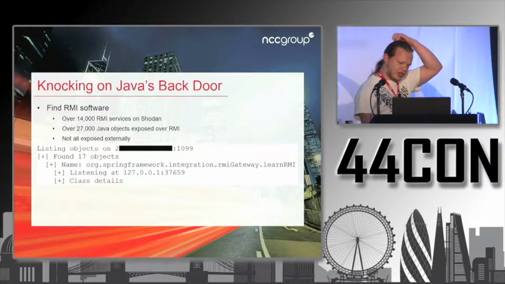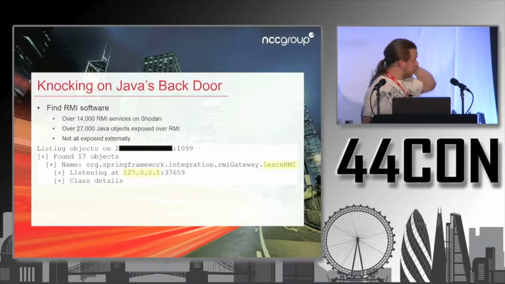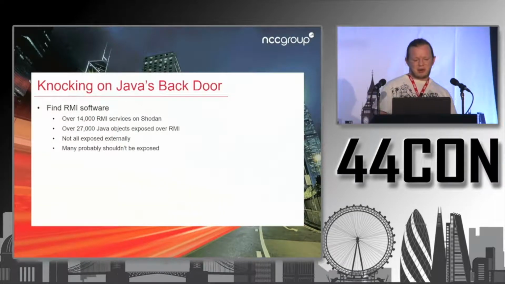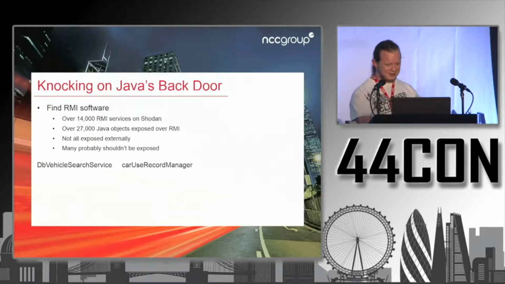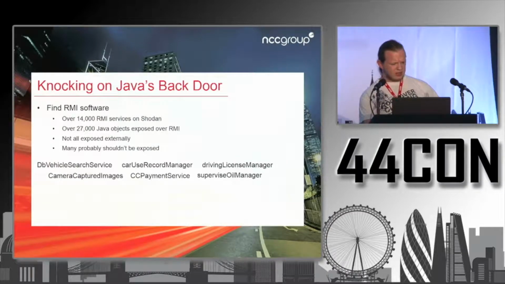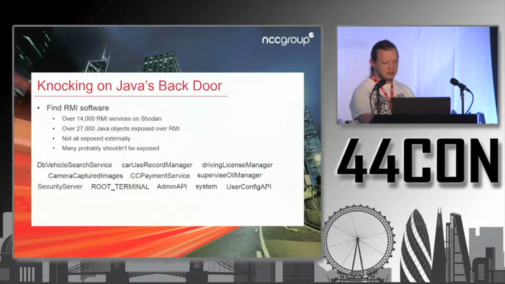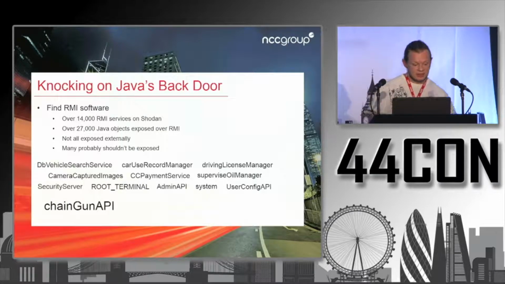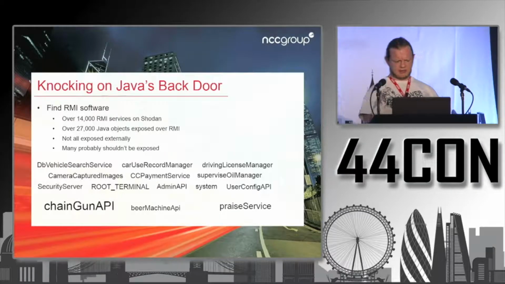Not all of those were exposed externally. So we've got some guy here that was learning RMI, and the objects were listening on localhost. A lot of these probably shouldn't be exposed. So I've got some examples here. Vehicle search service, driving license manager, camera captured images, CC payment service, root terminal, admin API, system, chain gun API, that sounds fun. Beer machine API, Alva Porter, and praise service.